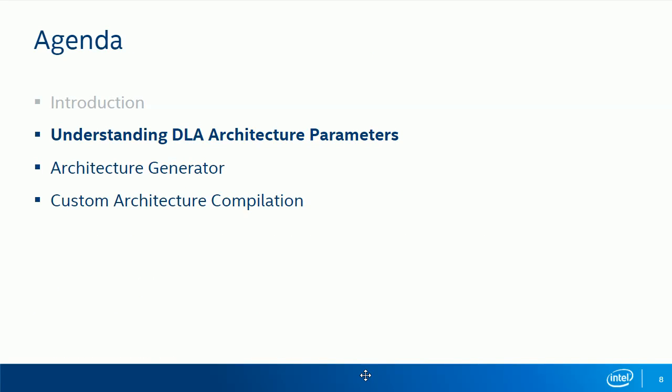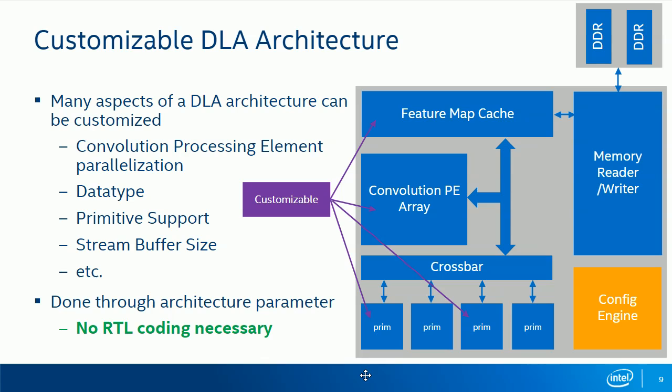There are many ways to customize your DLA bitstream through the use of many different parameters. Now we'll discuss these architecture parameters in detail. There are many aspects of a DLA architecture that can be customized. For example, you can decide on the number and vectorization of the convolution processing element array, which dictates parallelization. You can control the data type, you can select the primitive connected to the DLA crossbar, you can dictate the on-chip cache size for both filter and feature data, and many other ways to customize.